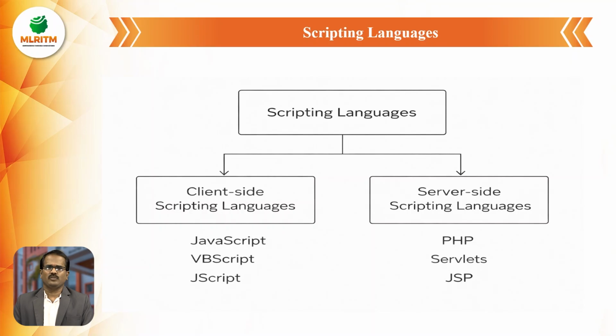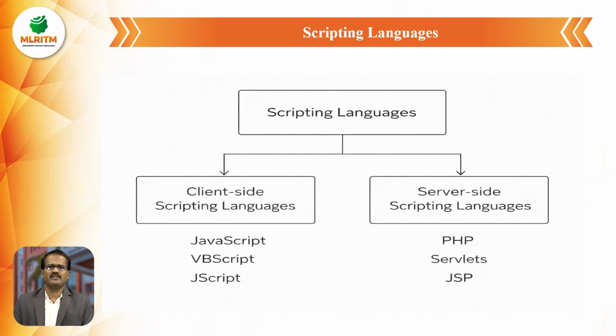Here we are able to see there are two types of scripting languages: client-side and server-side. Client-side scripting languages are JavaScript, Visual Basic Script, and JScript. There is not much difference between JavaScript and JScript. JavaScript was developed by Netscape and JScript was developed by the Microsoft company. JScript is Microsoft's implementation of JavaScript, which can be used only for Internet Explorer. But JavaScript is used for all types of browsers. Next, server-side scripting languages.